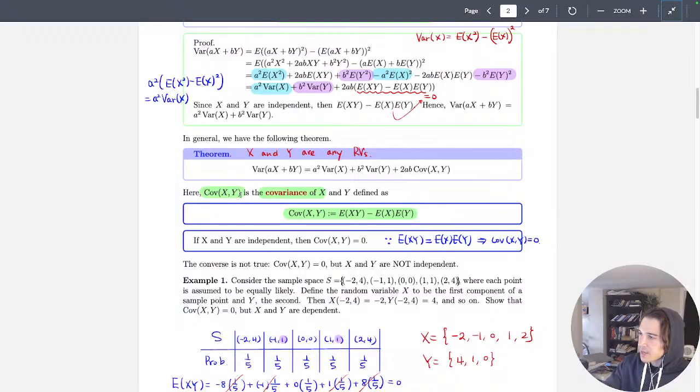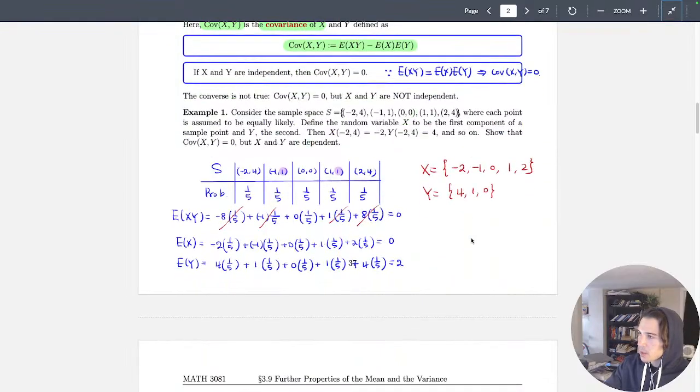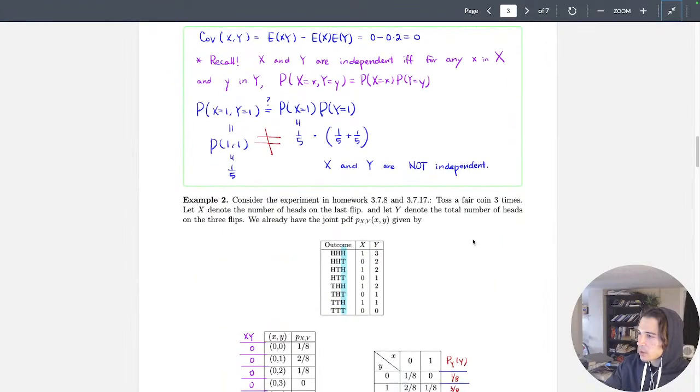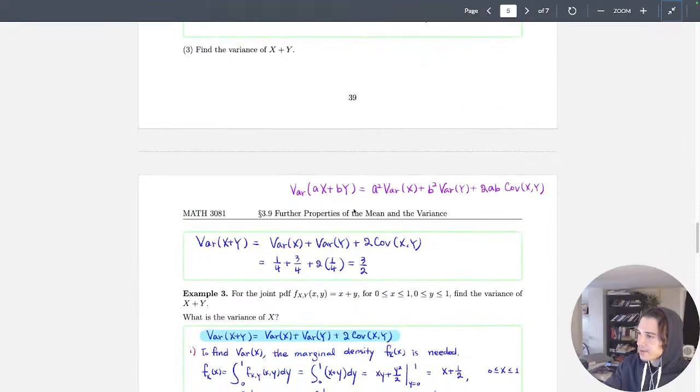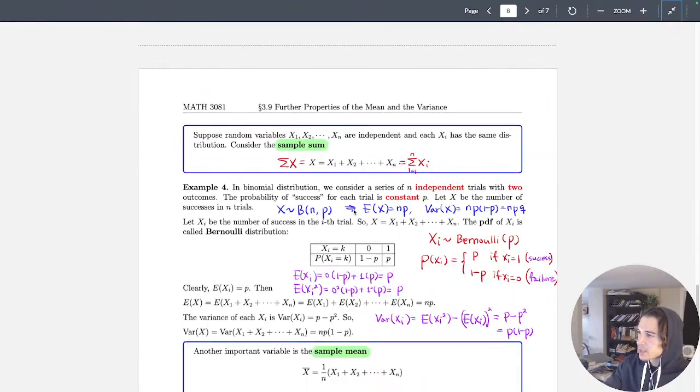Here, the covariance of x and y is defined as the expected value of xy minus the expected value of x times the expected value of y. And if x and y are independent, then the covariance of x and y equals 0, because the expected value of xy equals the expected value of x times the expected value of y. So this is all straightforward, and I'm getting happier that I read it by the moment, because this is actually a very easy section to comprehend.